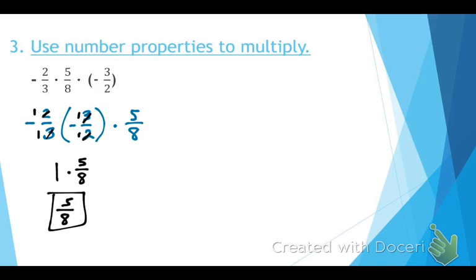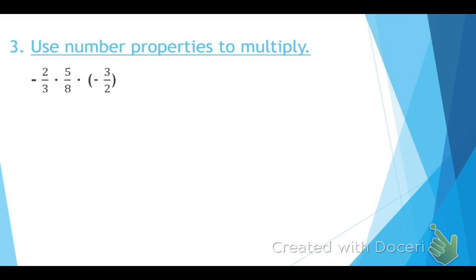Right? You will have problems that ask you to use the number properties to multiply. The work I am looking for is going to be done exactly like the problem we just worked together. Okay? Next up.